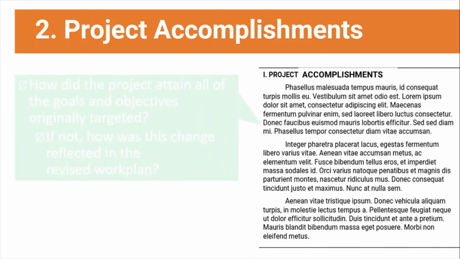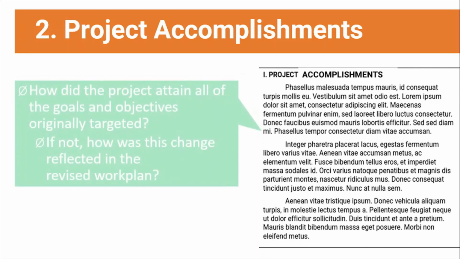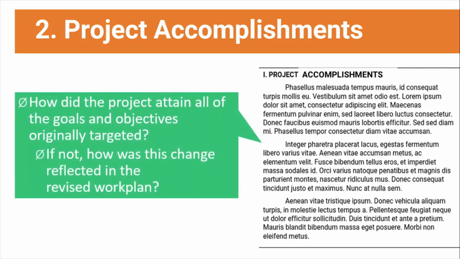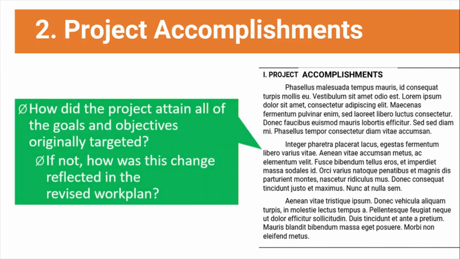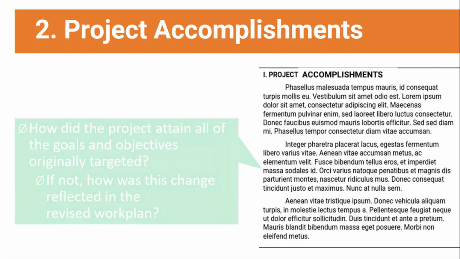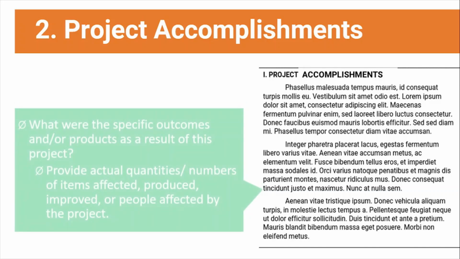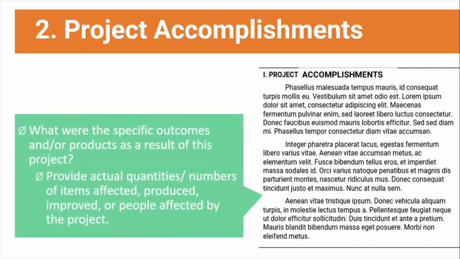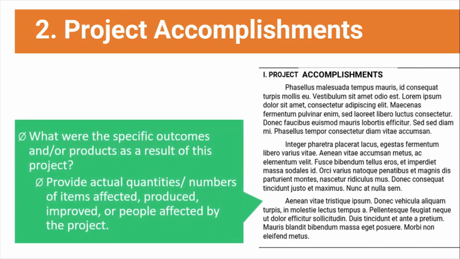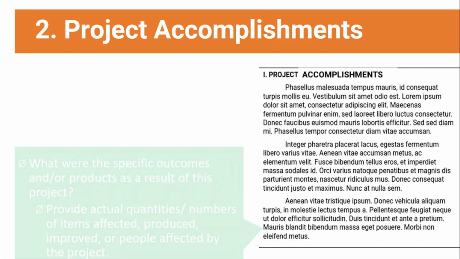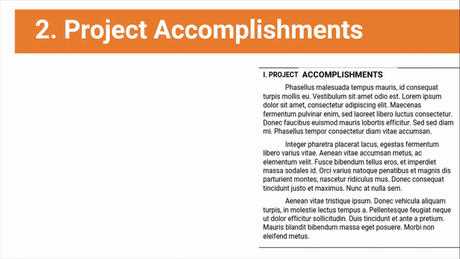Second part, how did you attain all of the goals and objectives? If not, what was this change reflected in your work plan? Third, what were the specific outcomes and or project products as a result of your project? Provide actual quantities, number of items affected, produced, improved, or people affected by your project.